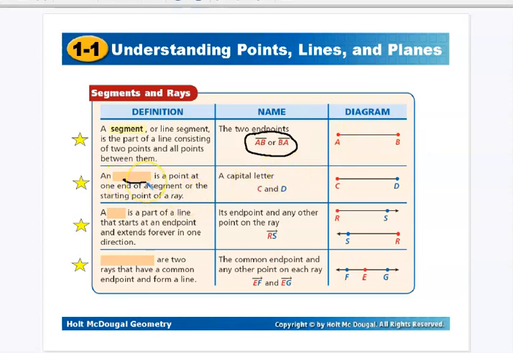Next one, an endpoint. This is a point that is at one end of a segment, or it could be at the starting of a ray. So again, just like a point, an endpoint is at the end of either a line segment or a ray.